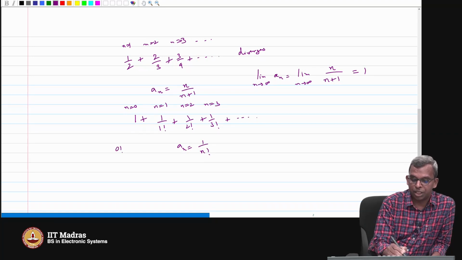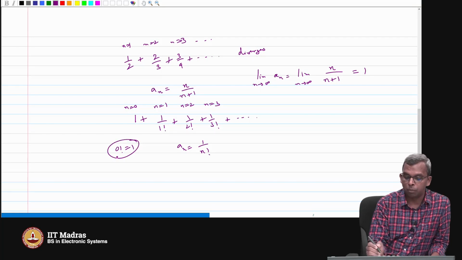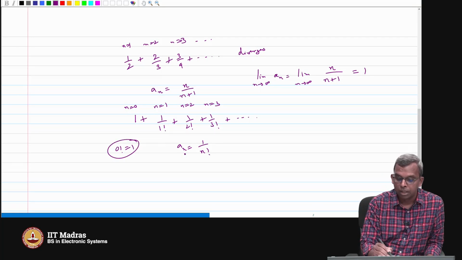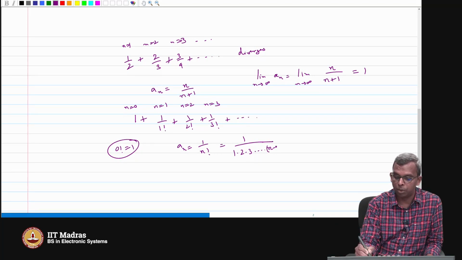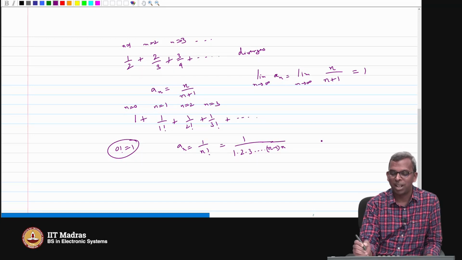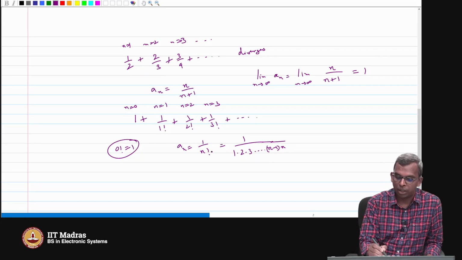So there's always a convention here. 0 factorial we will keep as 1. Okay, so it's a useful convention. So a_n is 1 by n factorial. What is n factorial? 1 into 2 into 3 all the way up to n. Maybe you can include n minus 1 if you like. Okay, so it goes all the way here. So n factorial, we know how to calculate.